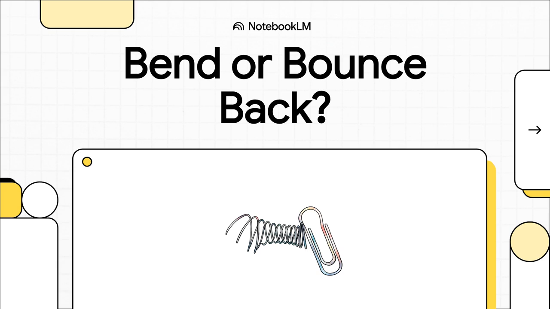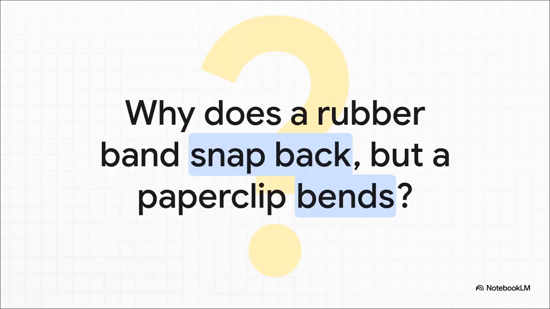Well, today we're going to dive into exactly that, the hidden rules that tell everything around us whether to bend or to bounce back. So this is the big question, right? It's our central mystery. And the answer really gets down to two fundamental ways that any material can change its shape when you push or pull on it. It's all about the difference between a temporary change and a permanent one.